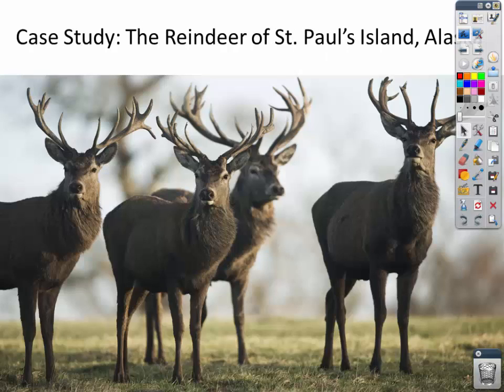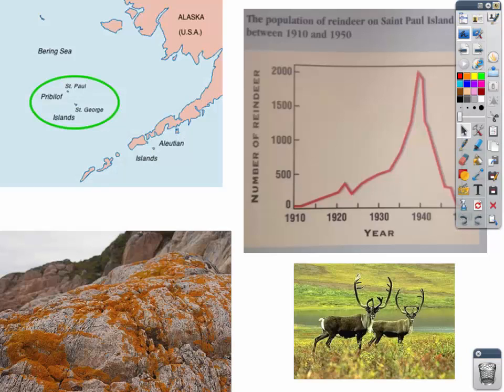Here's a case study in an overshoot and a dieback of a species. The case study is the reindeer of St. Paul's Island, Alaska. In St. Paul's Island, and you can see in the top left there, a little tiny island off the coast of Alaska, the caribou population was decimated, and the management wanted to replace the caribou with reindeer.